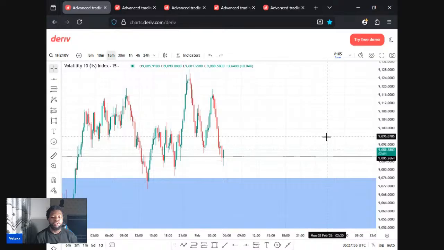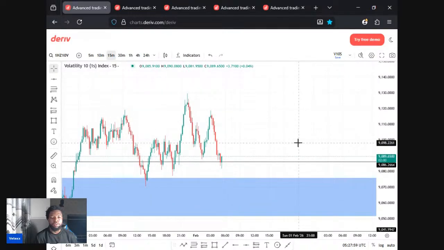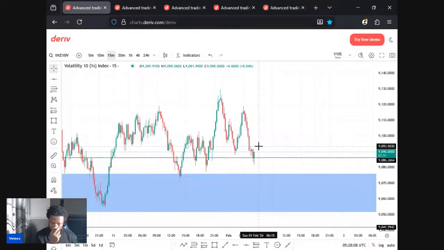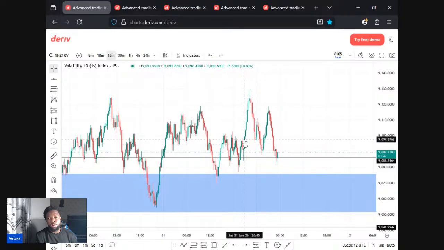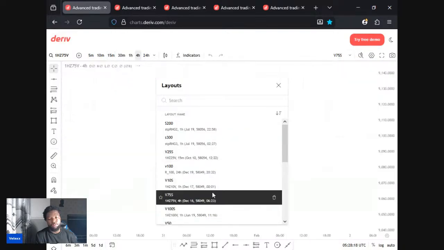On the 15 minutes time frame, there is no continuation at the moment, so there's nothing we can do right now on V10S. Okay, there's no continuation, so we're going to start anticipating continuation on V10S. So currently, this is what we have on V10S. Let's go to the next pair, which is V75 1S.